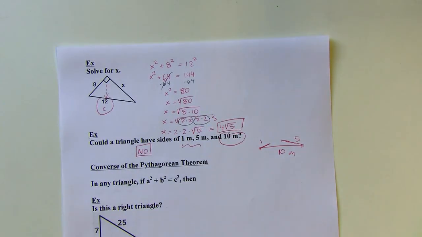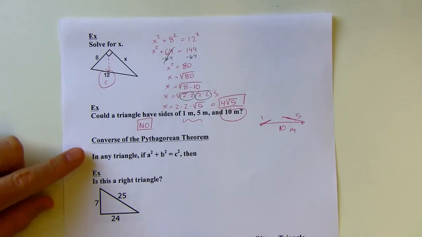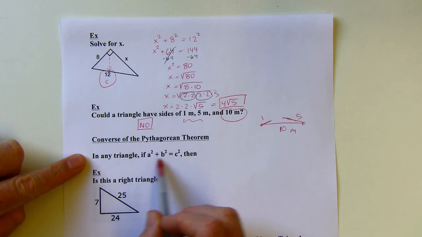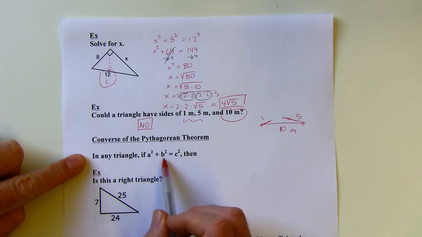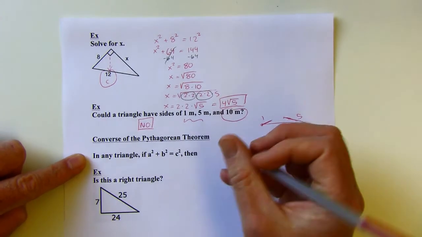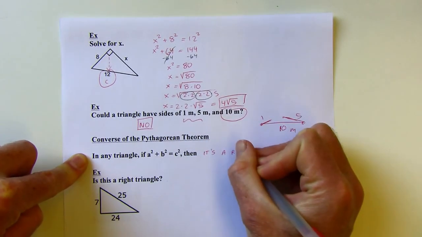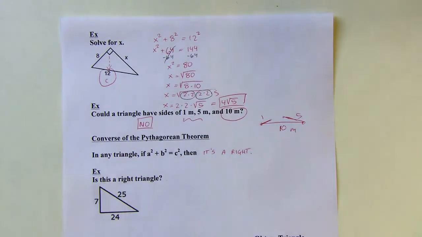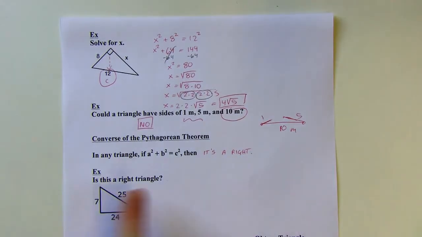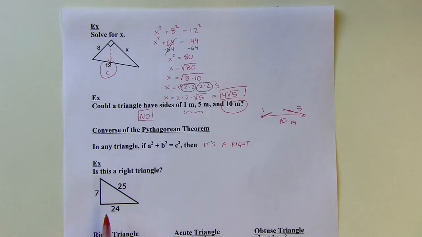Okay. All right, so the Pythagorean theorem has a converse, and that says that in any triangle, if this relationship is true, where the sum of the squares of the 2 legs is equal to the hypotenuse squared, then it's a right triangle. Okay, so we can just flip that statement around, right? If it's a right triangle, then a squared plus b squared equals c squared, and the reverse is true. Okay, so we can look at any triangle then and determine whether it's a right triangle or not.